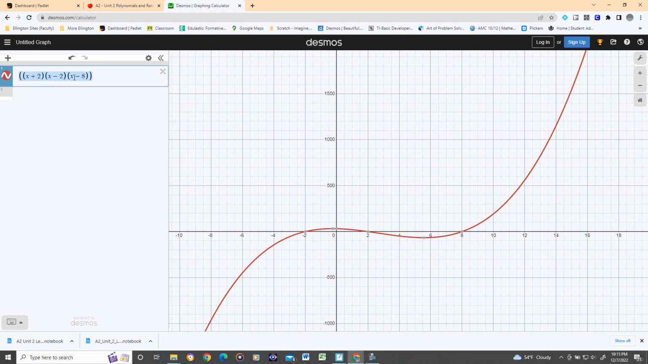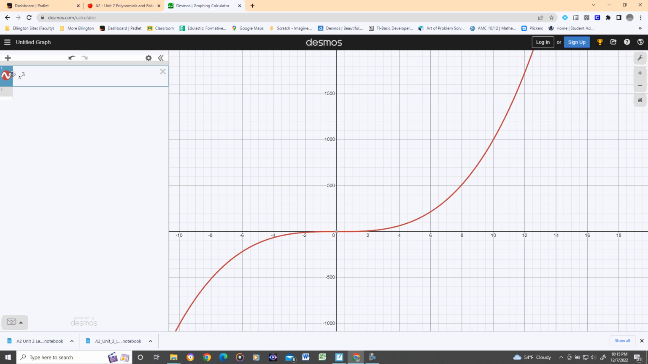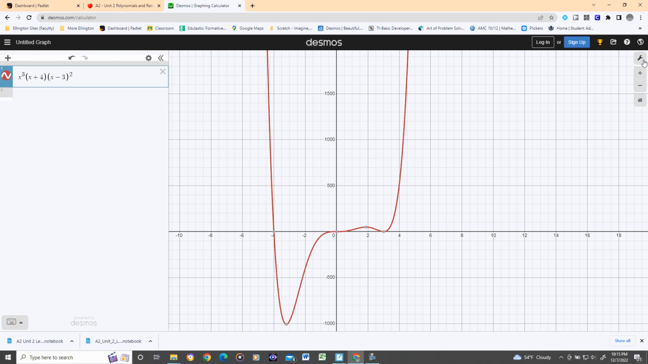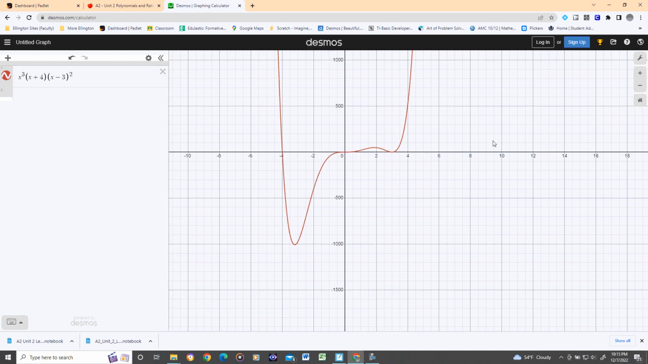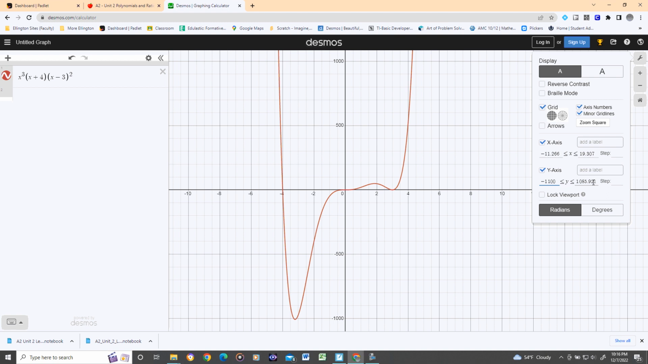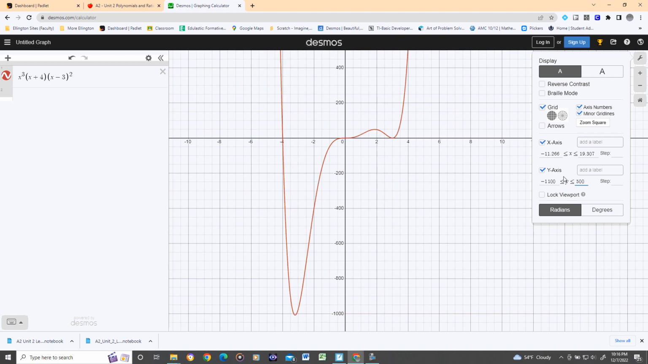So let's change this up. X to the third, x plus 4, x minus 3 squared. Okay, and I'm going to shorten this up a bit. Because we don't need all this x-axis all over again, let's just go to 1,000. So what do we do? A y value of, let's do 500, or we'll do negative 1,100, and then we'll do this to be 500. Okay.